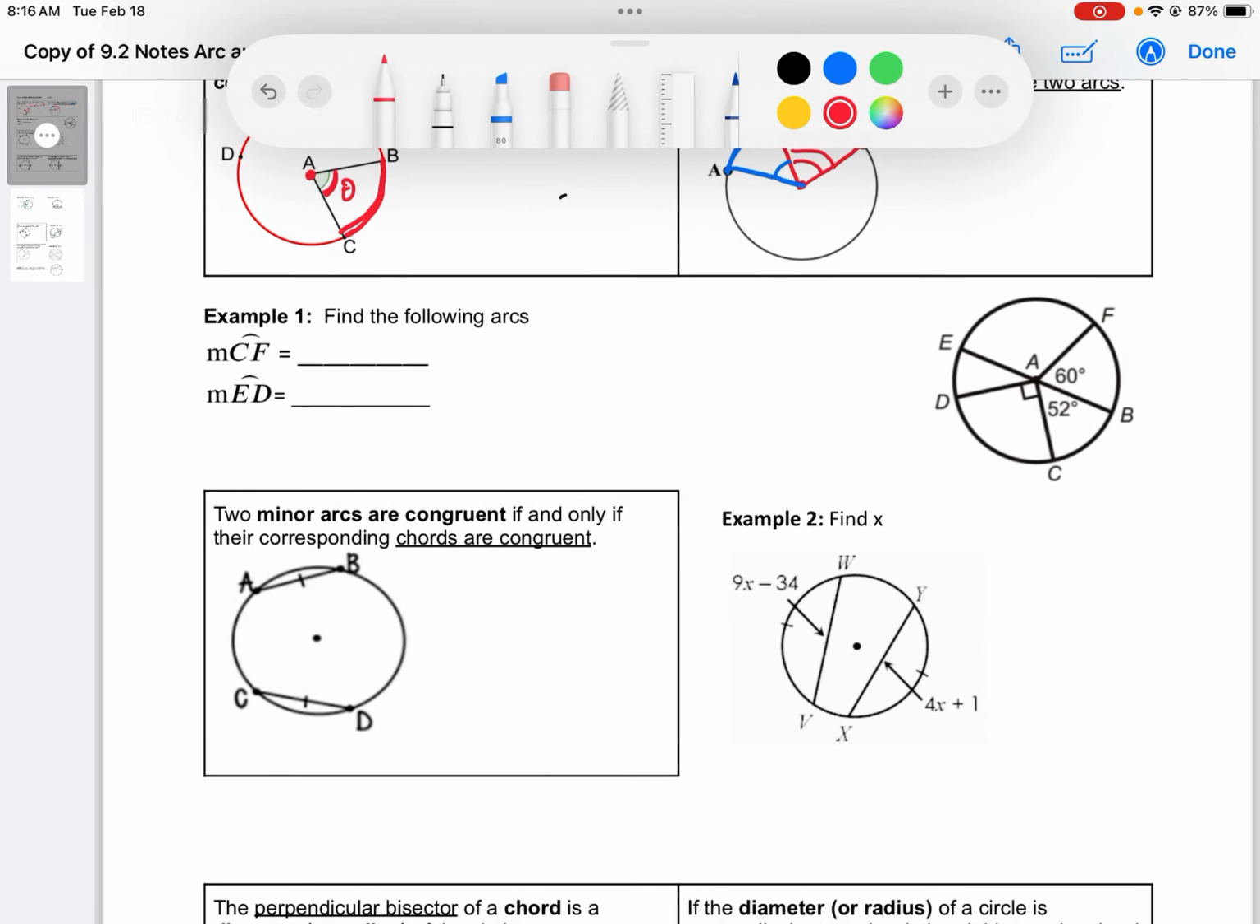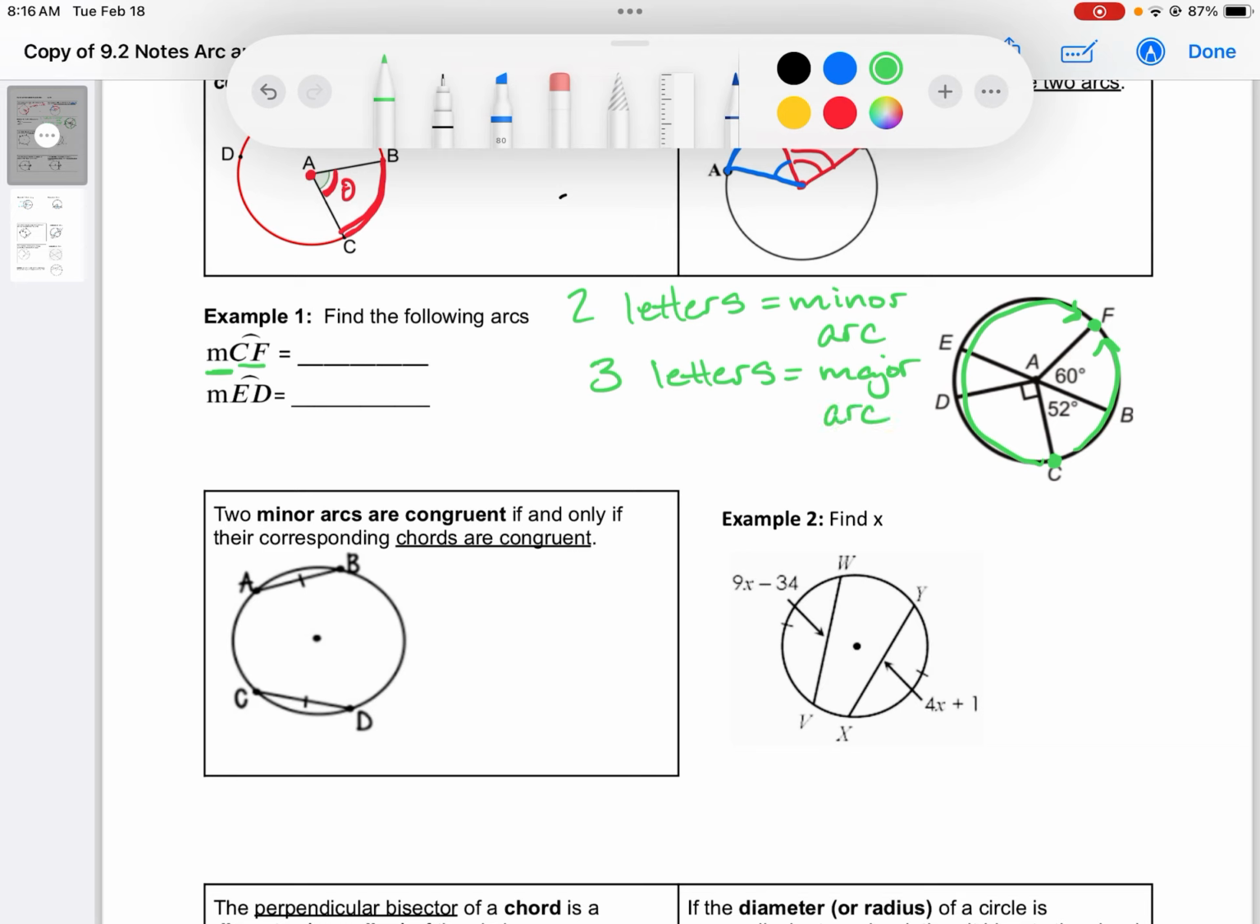On this first example, it says to find the following arcs. So it asks us to find the measure of CF. So the first thing we need to do is find C, and then we need to find F. And one thing I want to point out is that this arc is named with only two letters, and that means it's a minor arc. So if you're not sure which way to go, should you go this way or this way? Well, two letters are a minor arc, three letters will be a major arc.